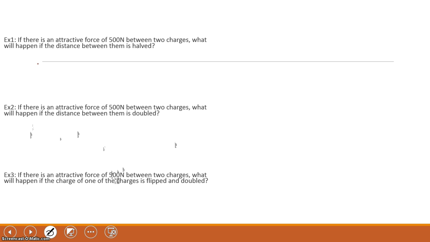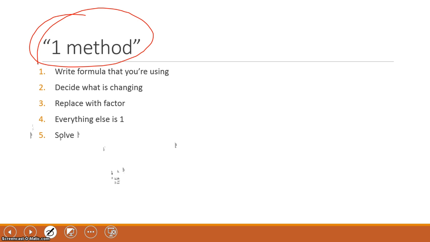Well, you could go through and you could do a whole bunch of calculations, or you could do the one method to answer that question. So what is the one method? Go ahead and copy down these steps for the one method.